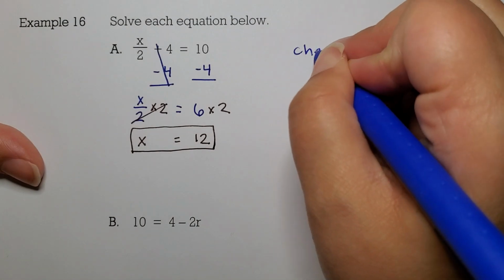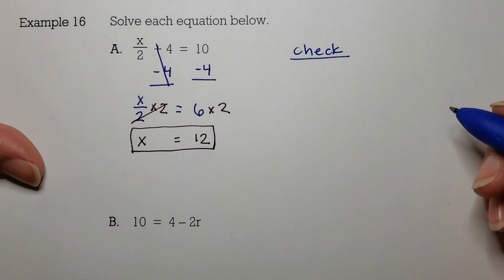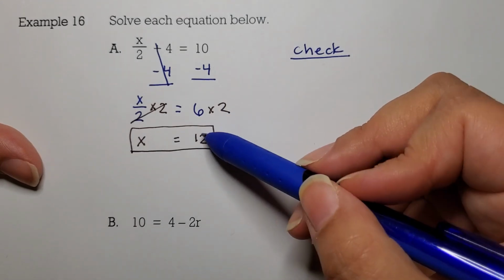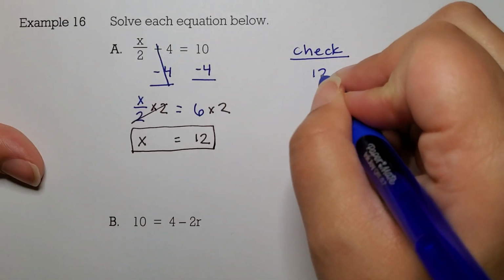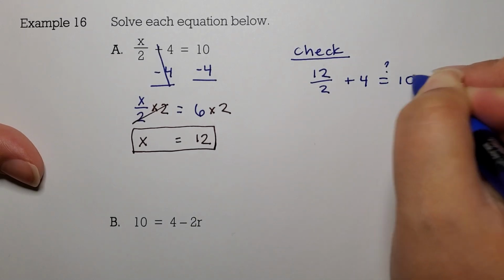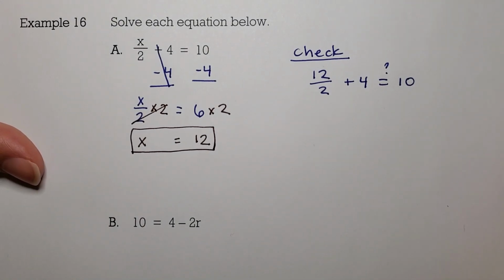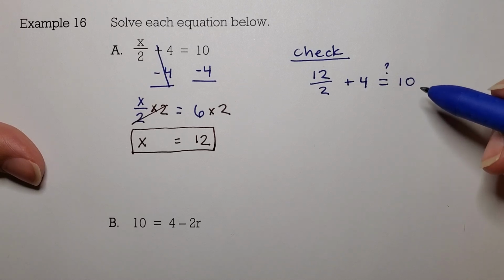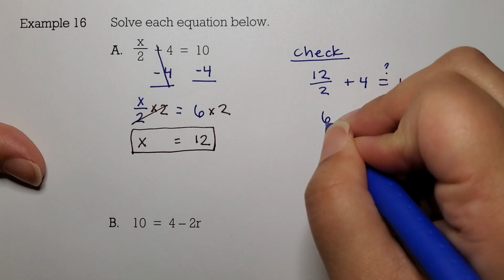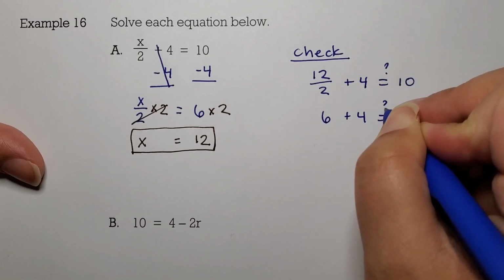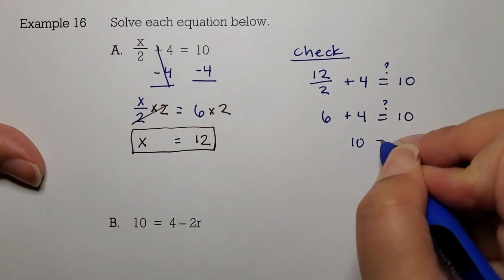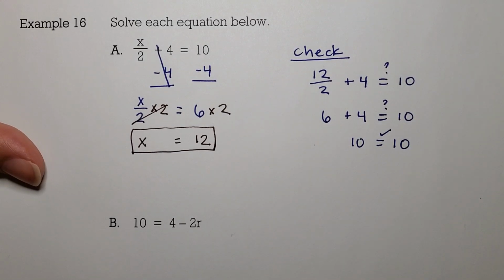Let's do a check. To check our answer, we're going to substitute this back into the original equation. So I'm going to replace x with 12: 12 over 2 plus 4. Does that equal 10? In my check, I am going to follow my order of operations. So 12 divided by 2 is 6. And then 6 plus 4 is indeed equal to 10. So it works out.